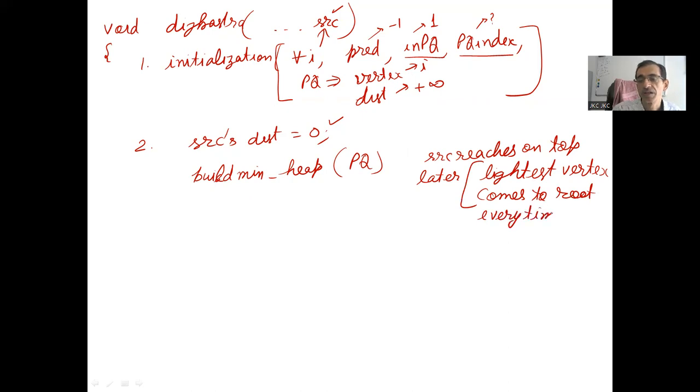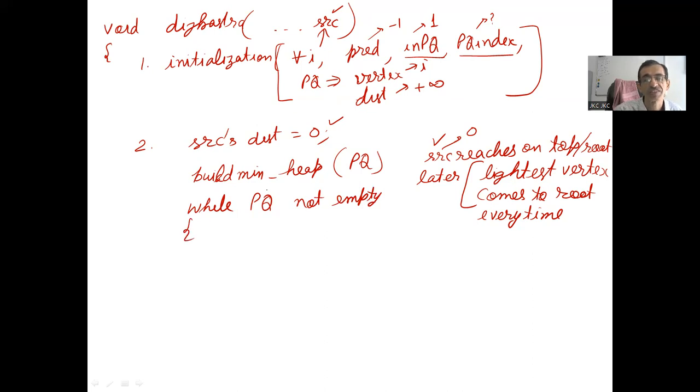So every time this will be done. Initially, source will reach because the source has a distance 0, all others have infinity. So this will reach to the top or root, and others later. So obviously then my logic is again simple. I can say while PQ is not empty, I have to repeat. I have already said that successively go.